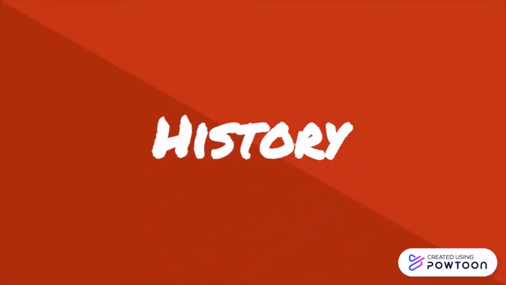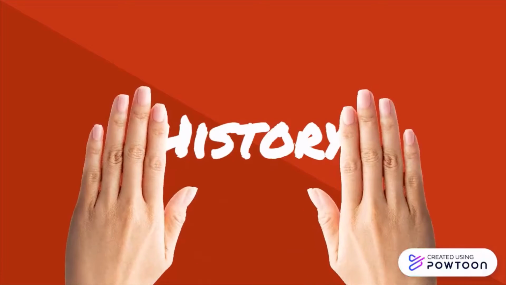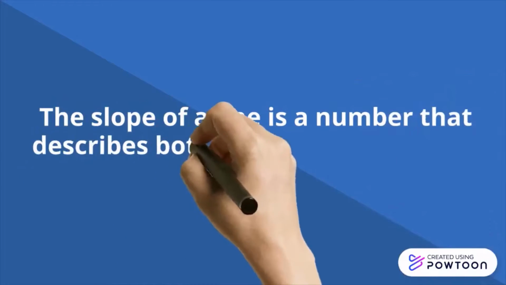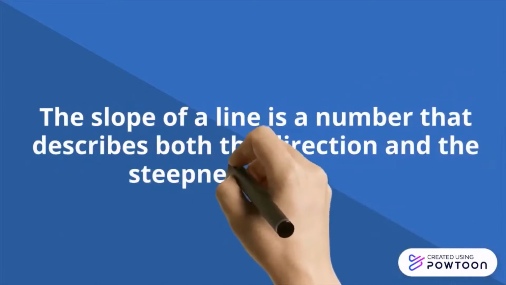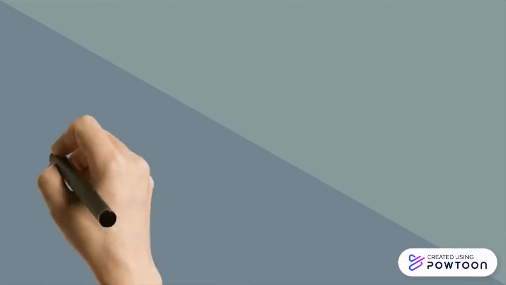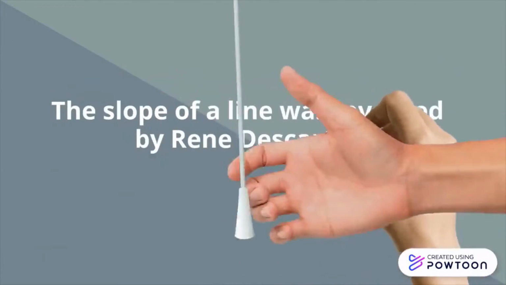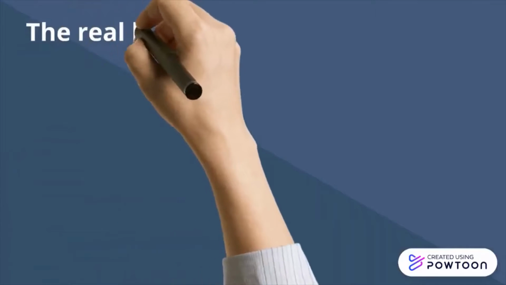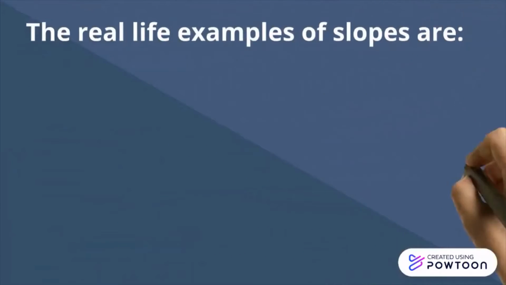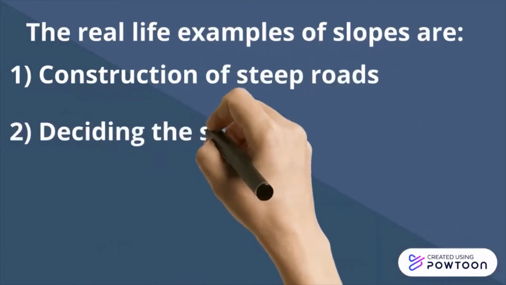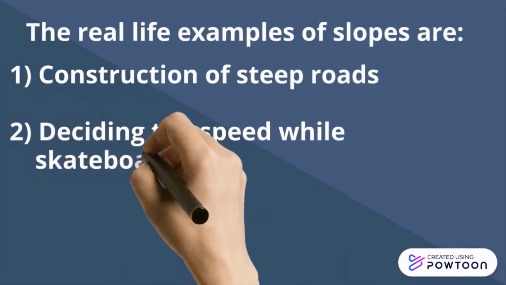Before we start learning on how to find the slope of a line, let us learn what a slope is and who invented it. The slope of a line is a number that describes both the direction and the steepness of the line. The slope of a line was invented by René Descartes. The real-life examples of slopes are construction of steep roads, deciding the speed while skateboarding down a hill, and construction of wheelchair ramps.